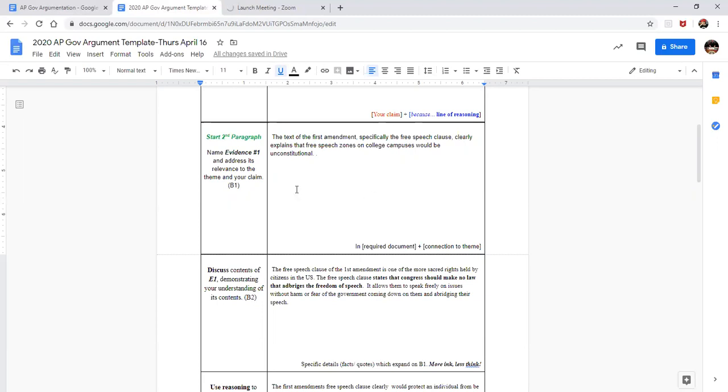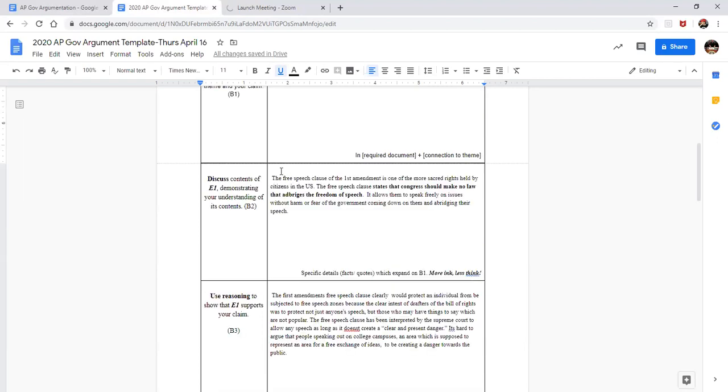Now, in my B2 point, I have to explain basically what the First Amendment is. That's what I'm doing right in here. And to do that, I need to have specific facts. Obviously, there are no real facts on the First Amendment, but quotes are what would apply here, which expand on it. So the free speech clause of the First Amendment is one of the most sacred rights held by citizens in the United States. The free speech clause states that Congress shall make no law abridging the freedom of speech.